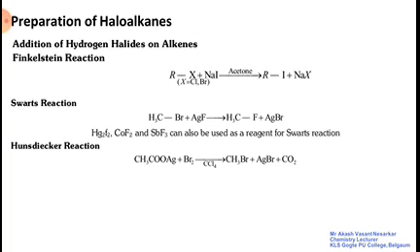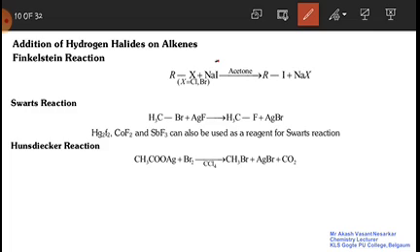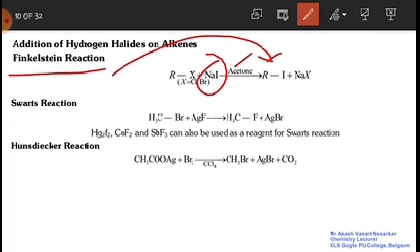Where chloro or bromoalkanes are heated with a concentrated solution of sodium iodide in acetone. So iodoalkanes are obtained, and this reaction is known as Finkelstein reaction. So the Finkelstein reaction is used to prepare what? Iodoalkane from chloro or bromoalkane. What is happening in this reaction? We are exchanging only the halogen of the alkyl halide.